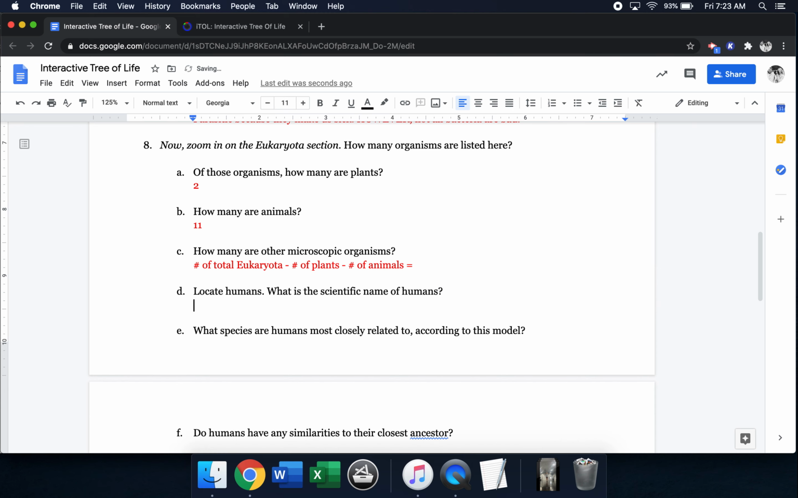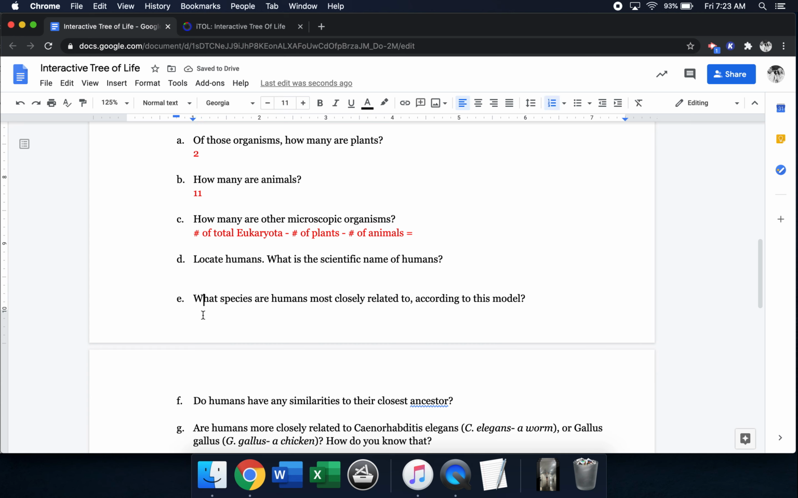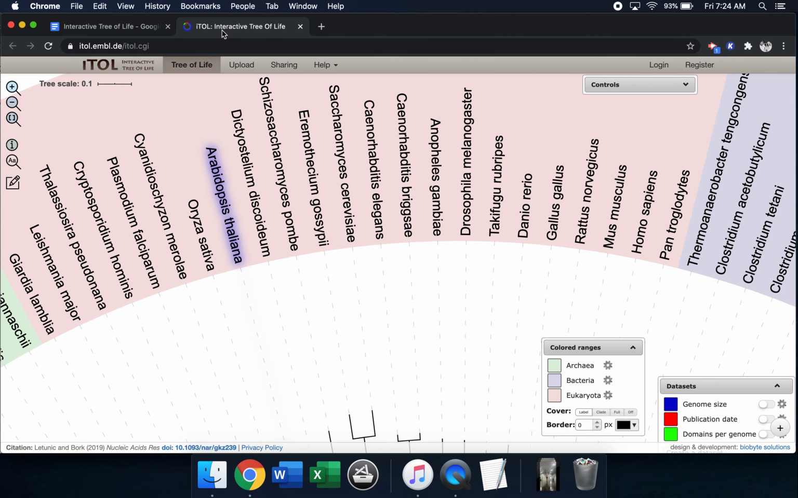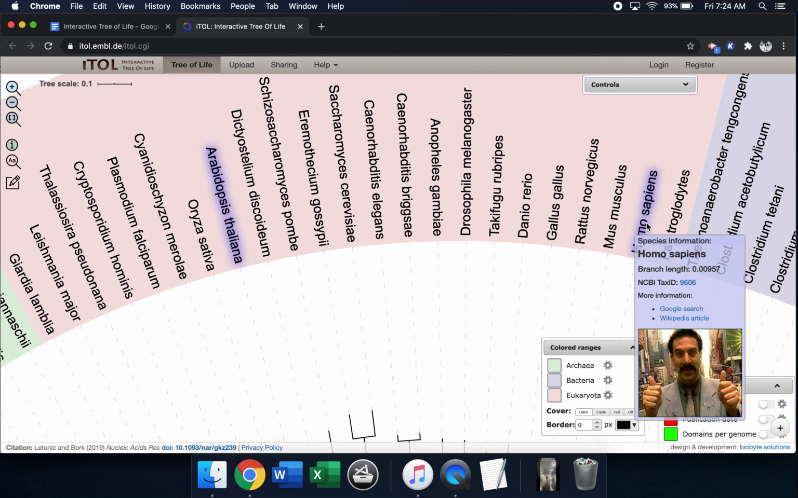All right, now it wants me to locate the humans and ask me what the scientific name of humans is, and I'm going to go ahead and look at the next one too, so save time as I flip back and forth. What species is most closely related to humans according to this model? So humans is right here. The scientific name is Homo sapiens.